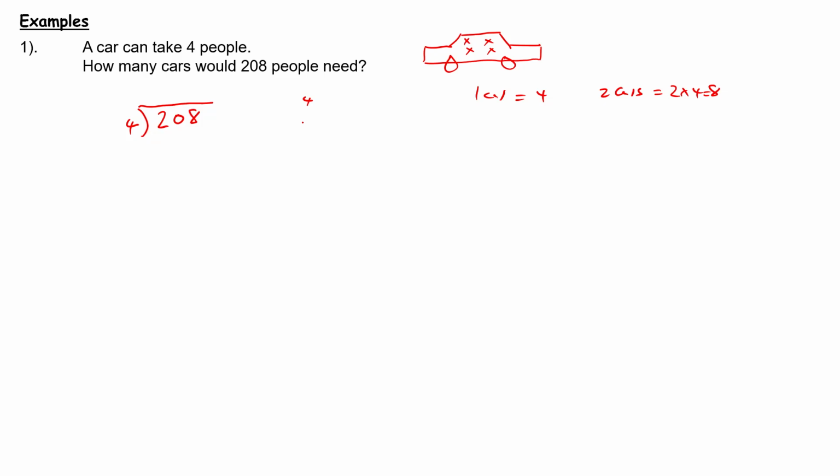Now I put my 4 times table here. You're very good at your 4 times table. And you see 4 can't go into 2, so there's a 0 there, carry the 2. 4 into 20 is 5 times, and then 4 into 8 is 2 times. So you'd need 52 cars.